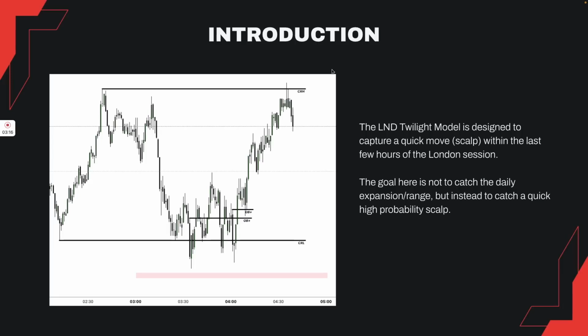In the image on the left, you can see a CRH, candle range high, and a CRL, candle range low. The London session from 1 a.m. to 5 a.m. And the twilight zone is specifically drawn out here. In the next few slides, I will explain more.